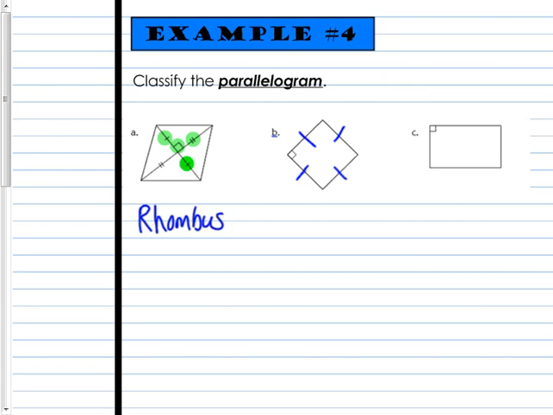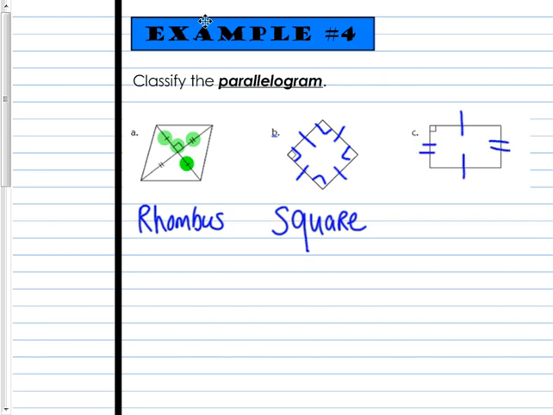And then they already gave us that this is a 90-degree angle. Well, we know that consecutive angles are supplementary in parallelograms. That's a parallelogram property. So that means that has to be 90, and that has to be 90, and that has to be 90. So we have all congruent sides and all right angles. So this one is a square.